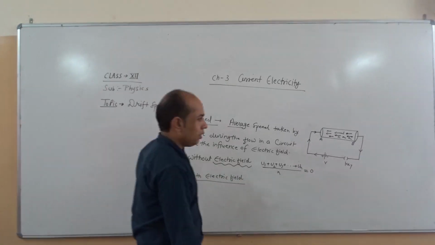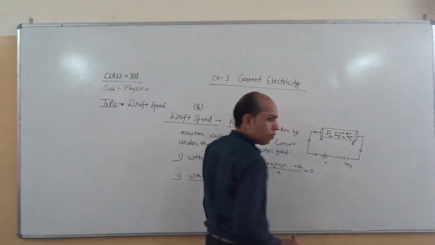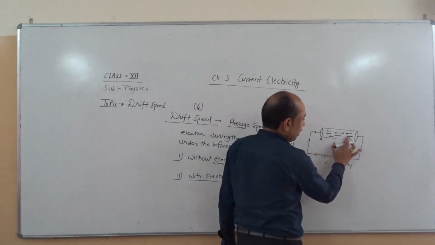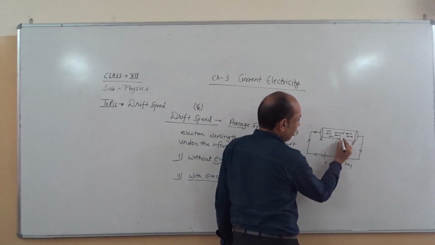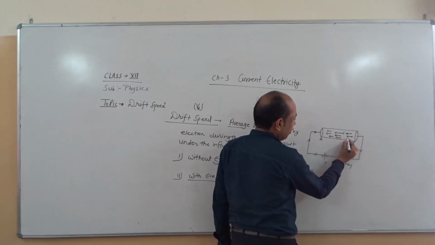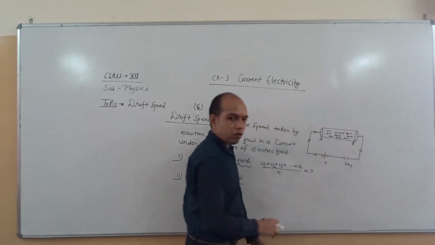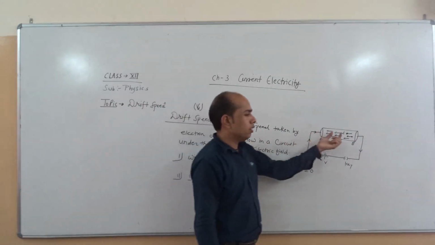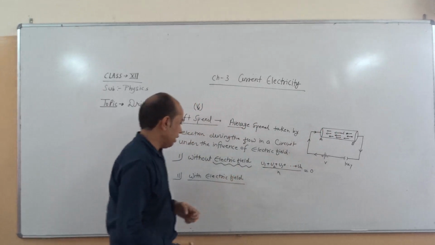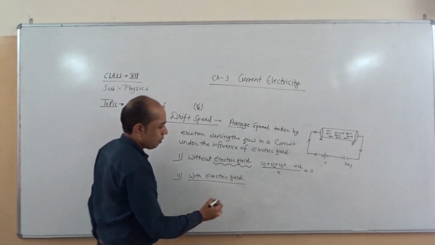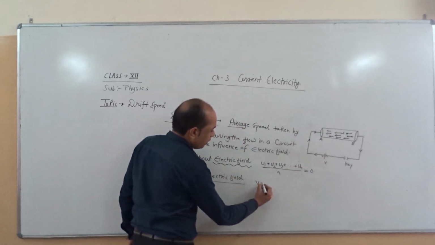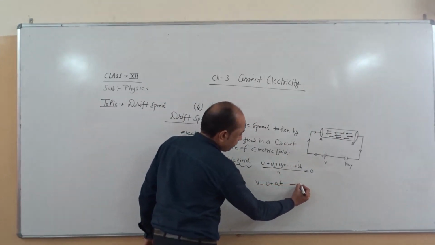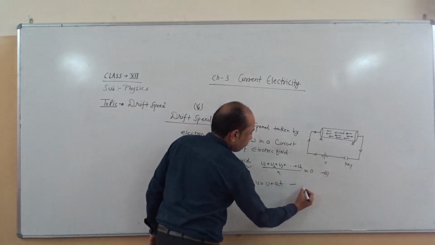So when an electric field is provided to a circuit, all the free electrons are aligned in the same direction. So when all the electrons are aligned in the same direction, there is some effective velocity, and this velocity is given by v = u + at. This is the first equation of Newton's.